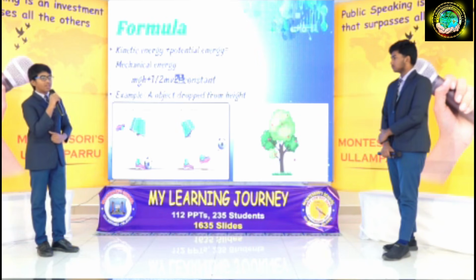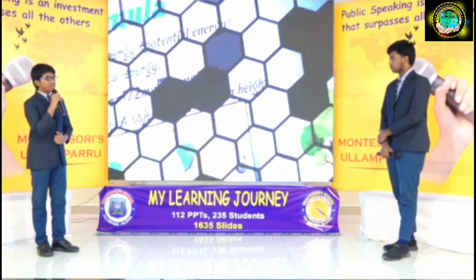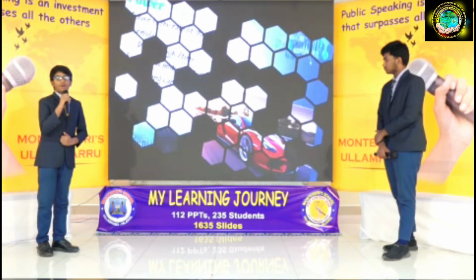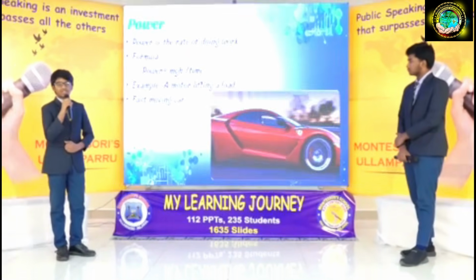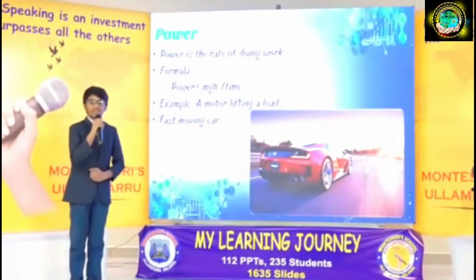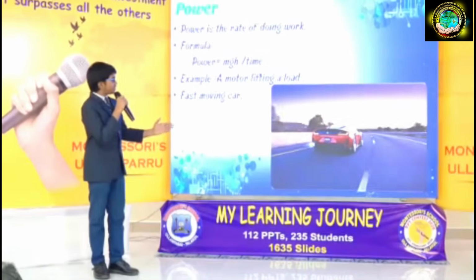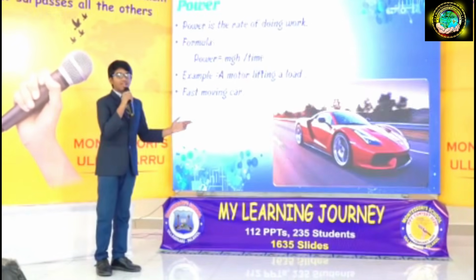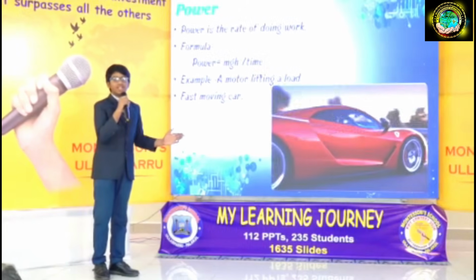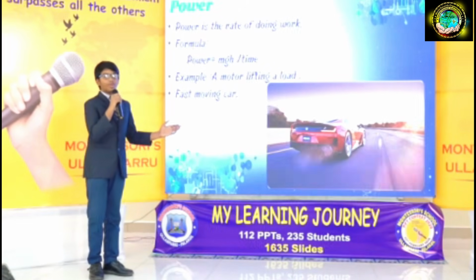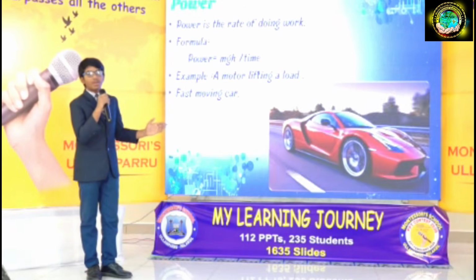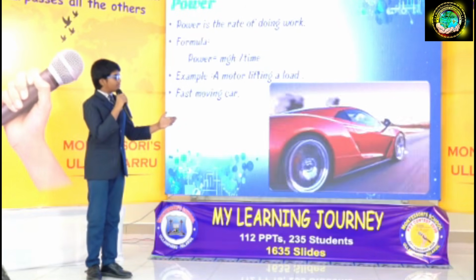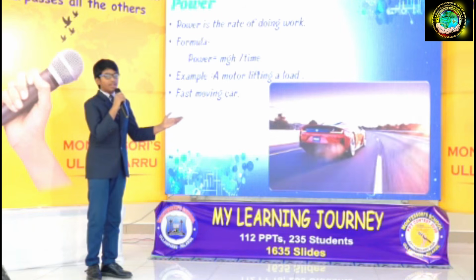Let us discuss about another topic, power. Power means the rate of doing work and the formula for it is mgh by time. Here m stands for mass, g stands for acceleration due to gravity and h stands for height. Let us discuss about its example. In this video we can see that the car is moving very fast. It means it is applying more power because it covers more distance in less time, due to which it produces more power in its engine.